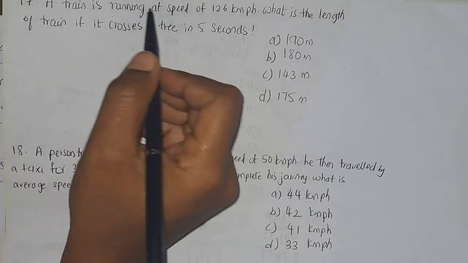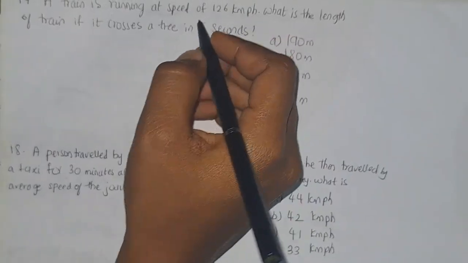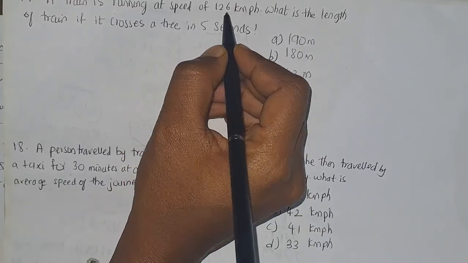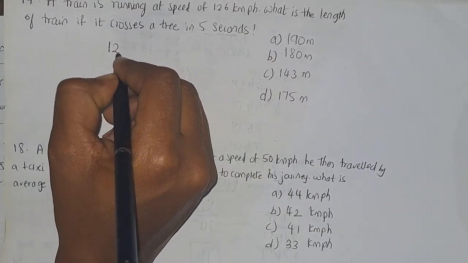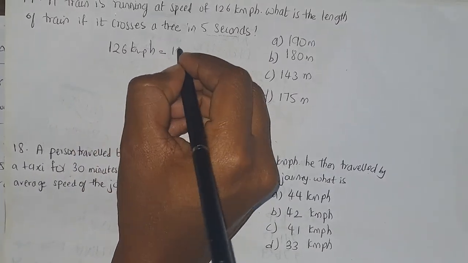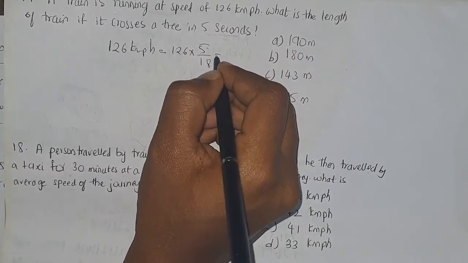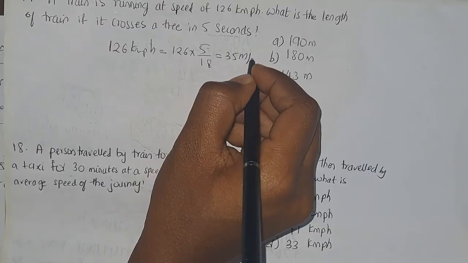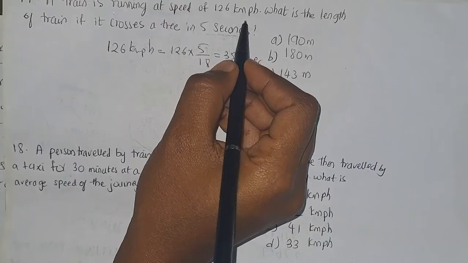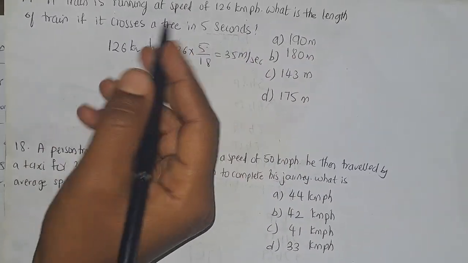In this question, a train is running at a speed of 126 km per hour. But here they have given time in seconds, so we have to convert 126 km per hour into meters per second. On multiplying by 5 by 18, you will get 35 meters per second as the speed. So what is the length of the train if it crosses a tree in 5 seconds?